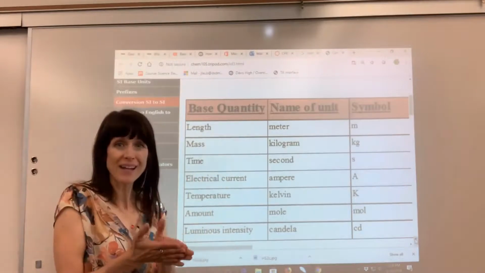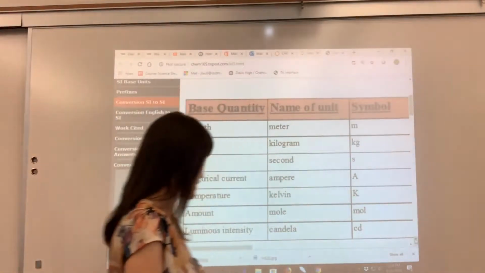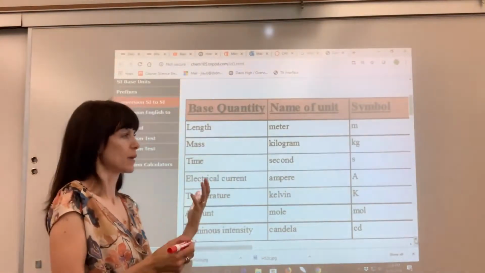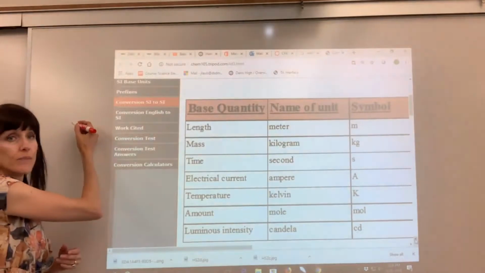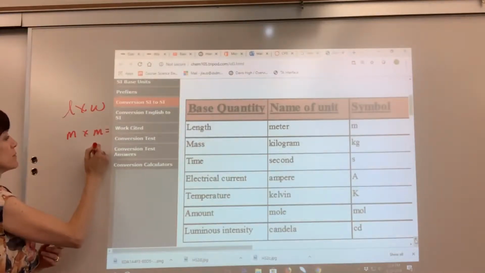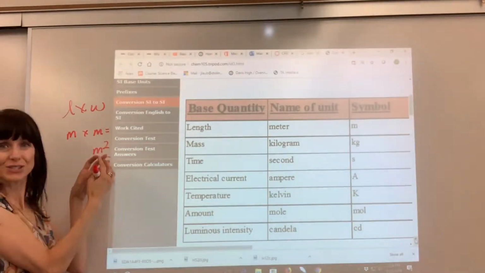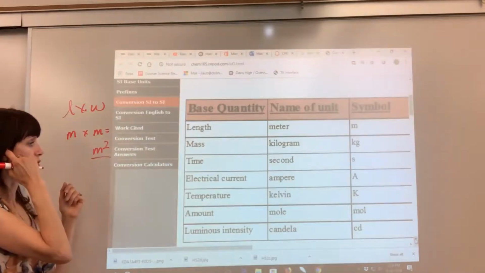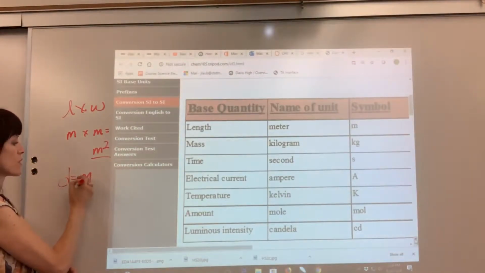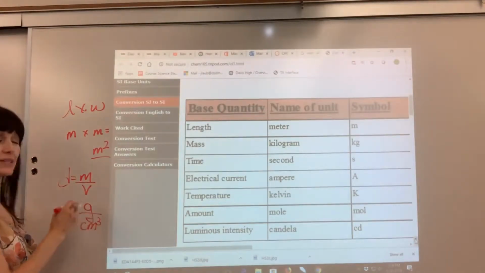Now, a derived unit is when you combine any of these base units. For example, if I take area. Area is length times width, and I'm going to do meters on this. So if I go length times width, which would be meter for the unit times meter, that gives me meter squared. That is considered a derived unit because we brought 2 base units together, length and length, meter, meter, to get meter squared. One of our most common derived units is density. Density equals mass over volume, and that unit would be grams over centimeters cubed. So that's going to be a derived unit.